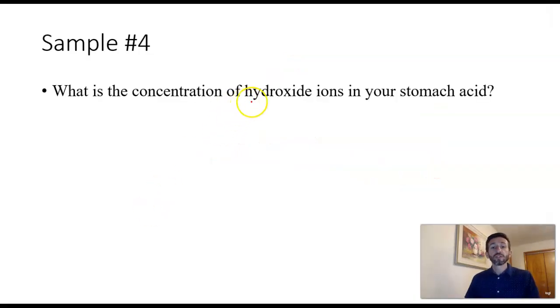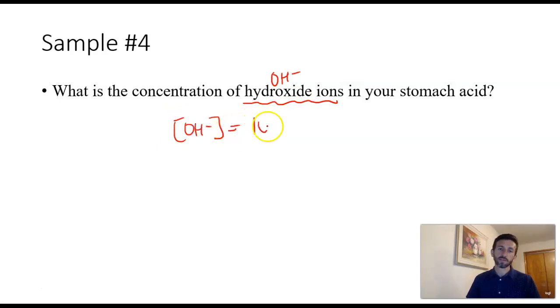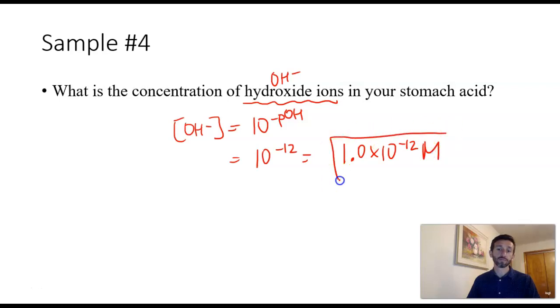What is the concentration of hydroxide ions in my stomach? Well, I know that the concentration of hydroxide is going to equal 10 to the negative pOH because I have that equation. I know that my pOH is 12 from the previous problem, so 10 to the negative 12 is my concentration of hydroxide ions. So this is the same thing as 1.0 times 10 to the negative 12 molar. That's my concentration of hydroxide ions.